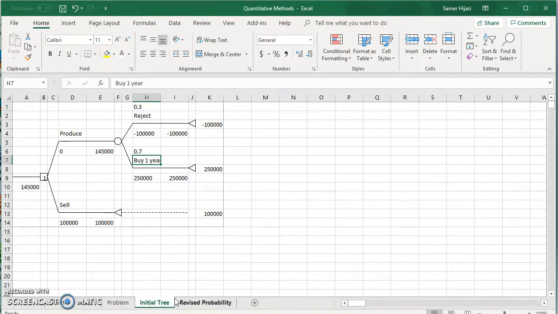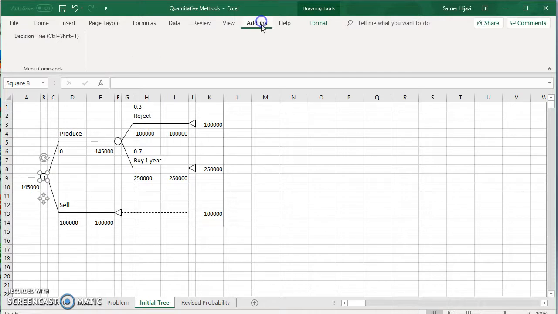Now our next step is to modify the tree to have the revised tree. I can start a new tree and add all these branches, or I can modify this tree to keep this structure because I already did it. Especially when you have a bigger tree, you don't want to redo all these steps. So in order to revise this tree, we're going to go to the first decision node here, go to add-ins, and click on decision tree.